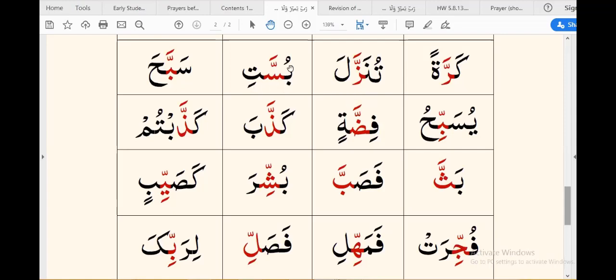Okay, let's try the next one now. Now I want you to try this by yourself. Join the ba to the seen. Busati. Excellent. Well done. That was perfectly read. Let's carry on. Join these together now. Sabbaha. Well done. Excellent. That was really nicely read. Okay. So in the beginning you were a bit hesitant, but mashallah you took over and you did that really well. Okay. Jazakumullah for your help. Keep revising.